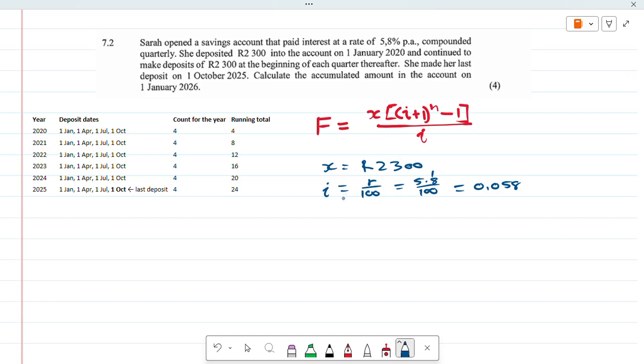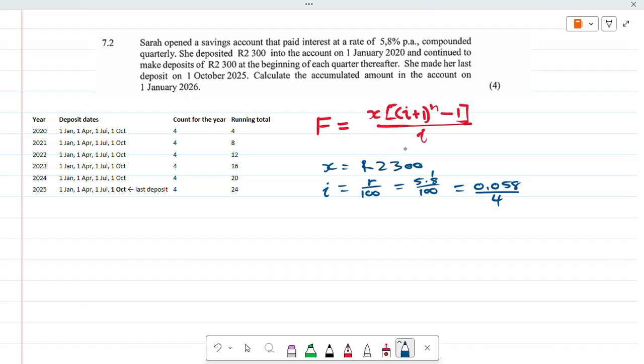Now, is this a correct i? And the answer is no. We need our i to be in what? Yes, compounded quarterly, so we need it to be in quarterly terms. In order to do that, we divide our i here by 4. This is the i that we are going to plug into our future value formula.